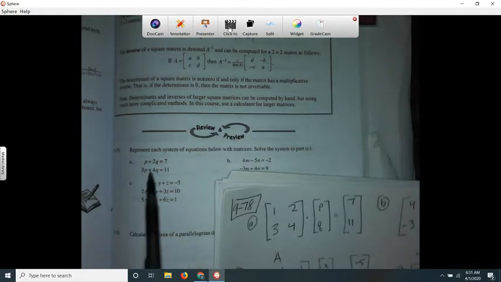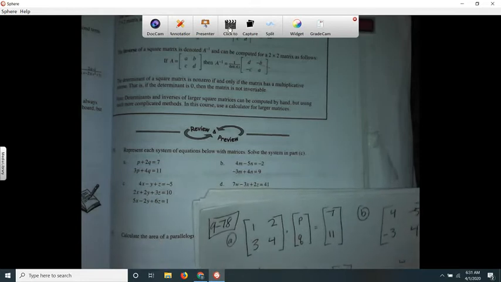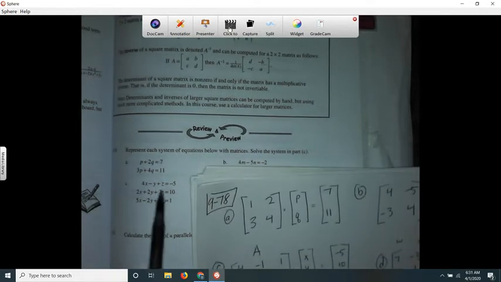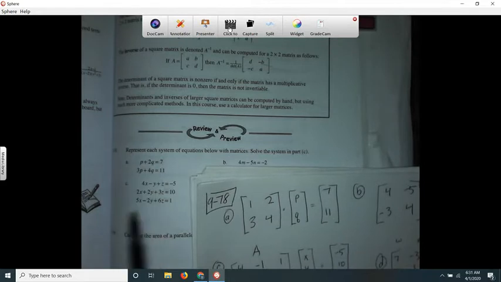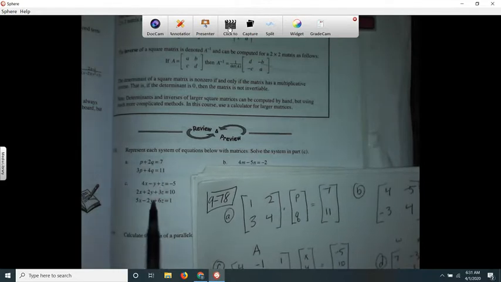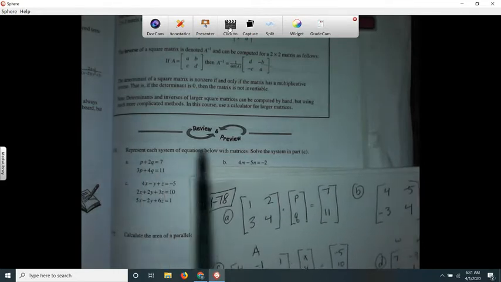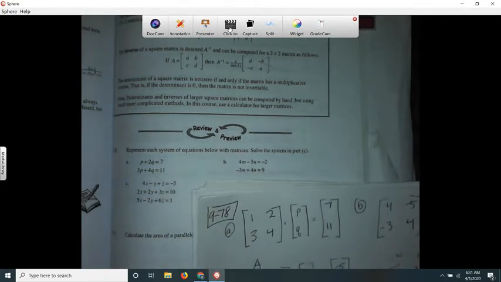Here's Precalc 9-78. It says, represent each system of equations below with matrices. Solve the system in part C. So we don't have to solve any of them except for part C. We're going to have to use a calculator for that because we don't know how to get inverse matrices for a 3 by 3. These ones we could have solved without a calculator, but it didn't ask us to.